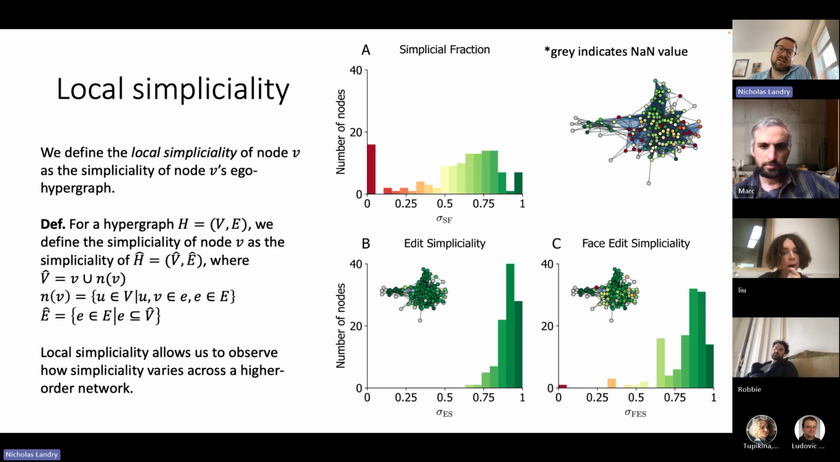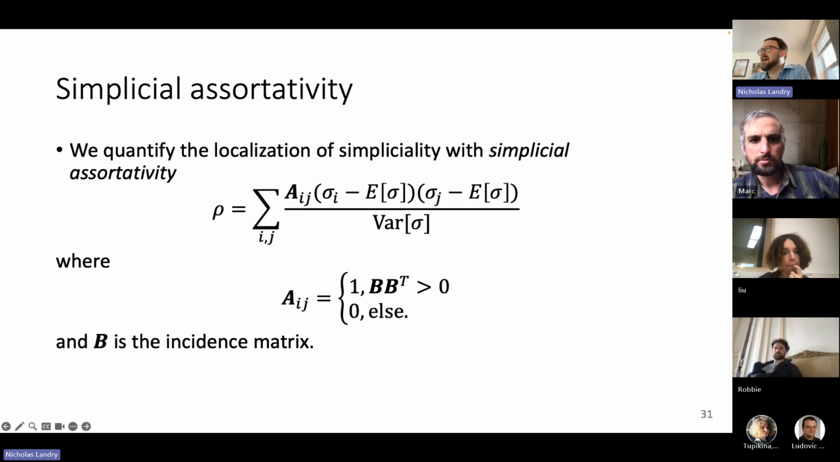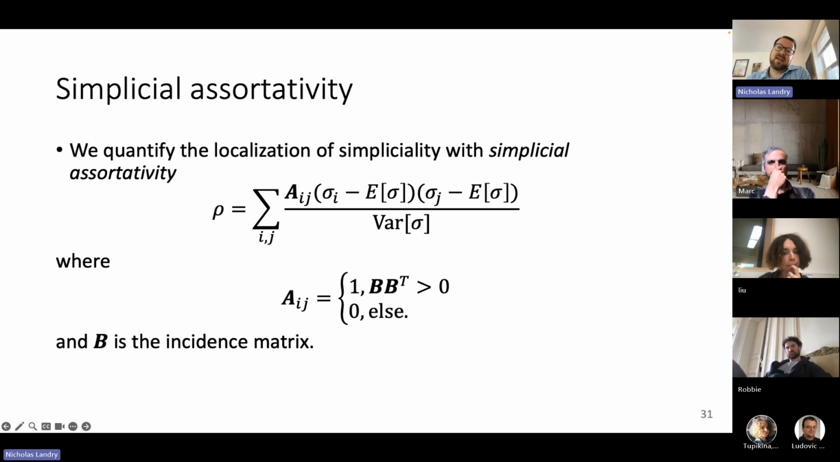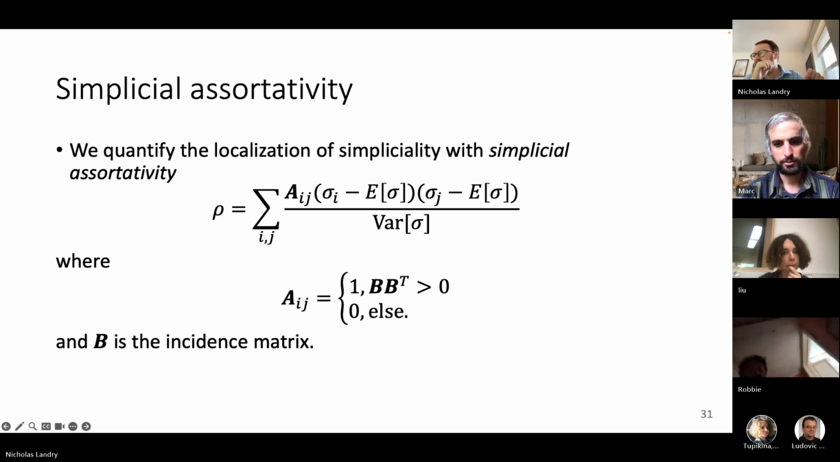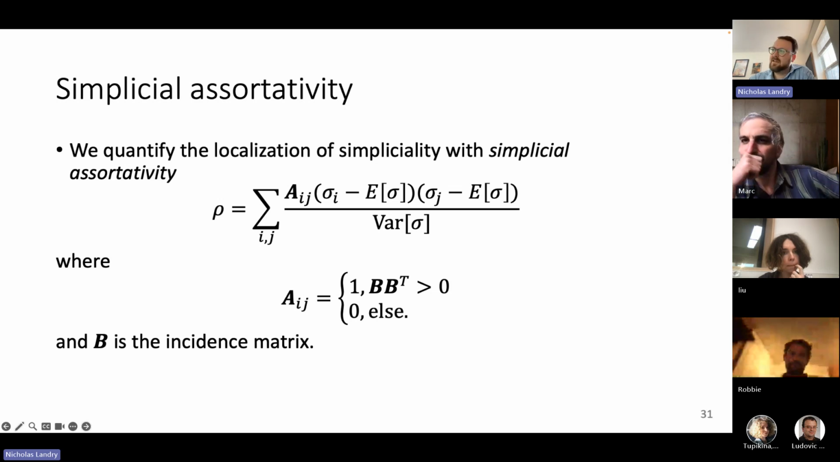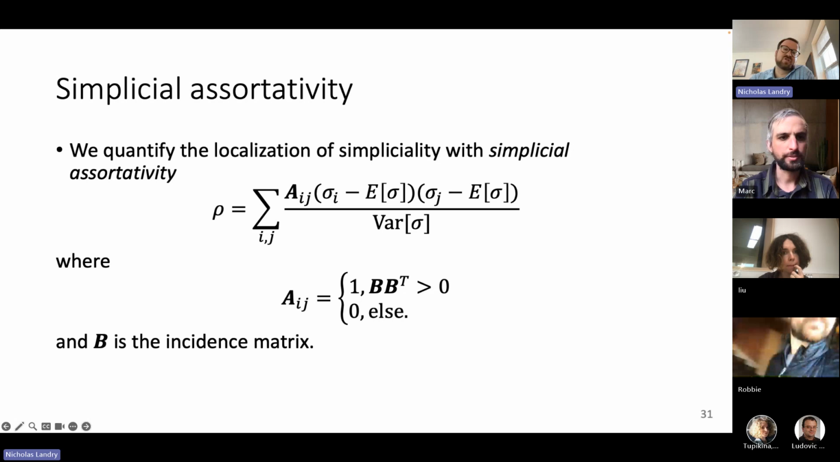So what we actually look at is a measure of simplicial assortativity. Okay, and what is that? Think of just degree assortativity, but now we plug in simpliciality. And we define it across links, where links are the projected network. So A sub ij is 1 when we've got a link between i and j, or they're connected via some combination of hyperedges, and 0 otherwise. And so we look at the Pearson correlation coefficient between the simpliciality values to compute this simplicial assortativity.